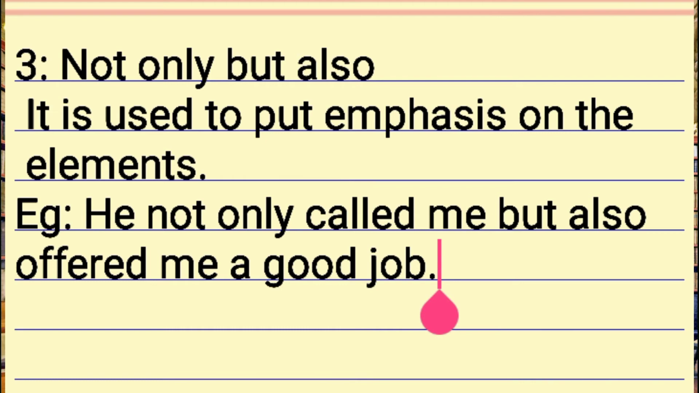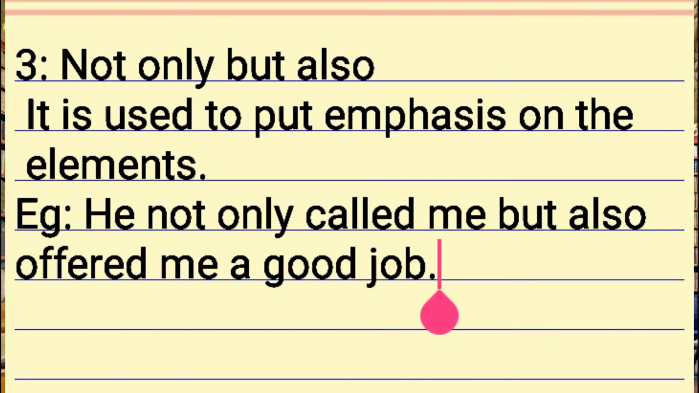For example, he not only called me but also offered me a good job, right? He not only called me means the person rarely calls me, right? He rarely calls me, but this time, right, he not only called me but also offered me a good job, right? So it is surprising information here too. So not only but also is a correlative conjunction here.